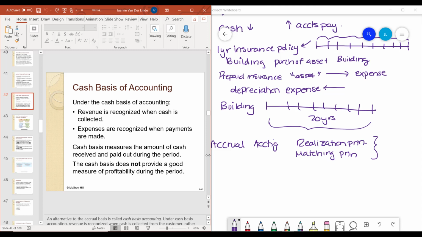So although this is often more practical for smaller businesses to use because it's easier, accrual basis of accounting is a lot better in terms of giving you a measure of profitability, liquidity, and just keeping things really nice and organized.